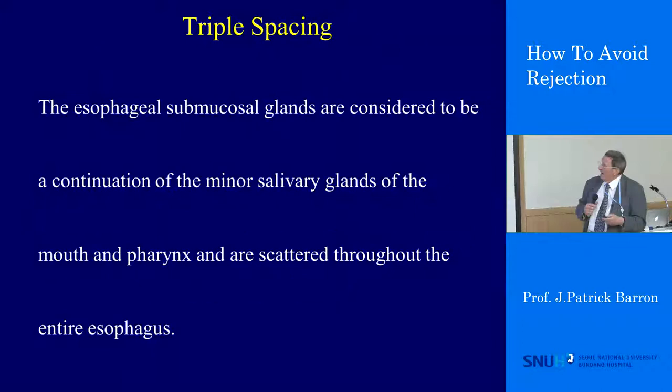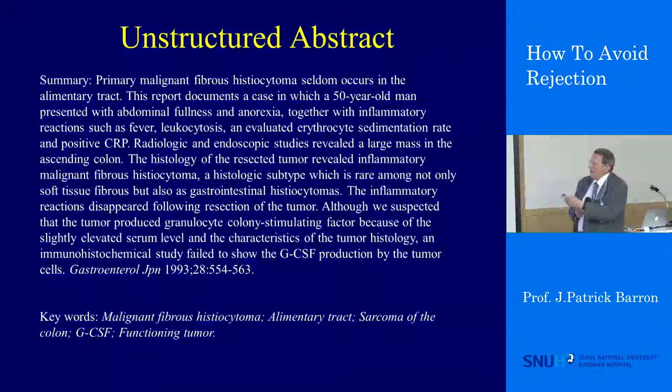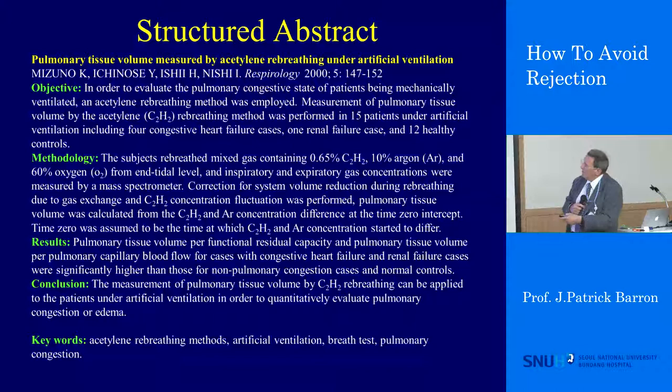And this is just an example of an unstructured abstract. Most journals, the New England Journal of Medicine changed to structured abstracts about 10, 15 years ago. And since then, many other journals have followed. They prefer a structured abstract because it is easier to understand the science. Here you have the objective, the methodology, the results, and the conclusion. This is much easier to understand and quicker to read.